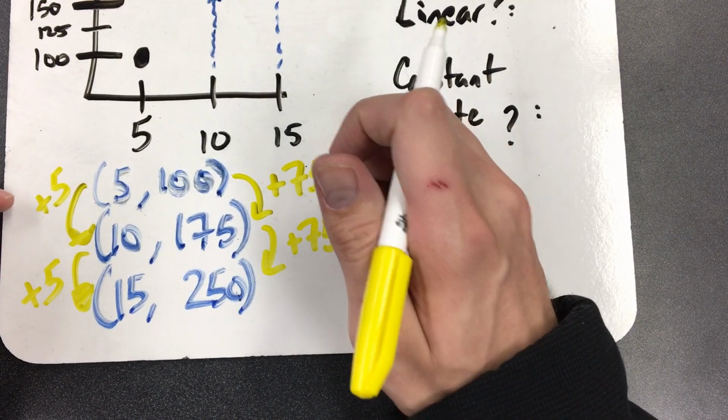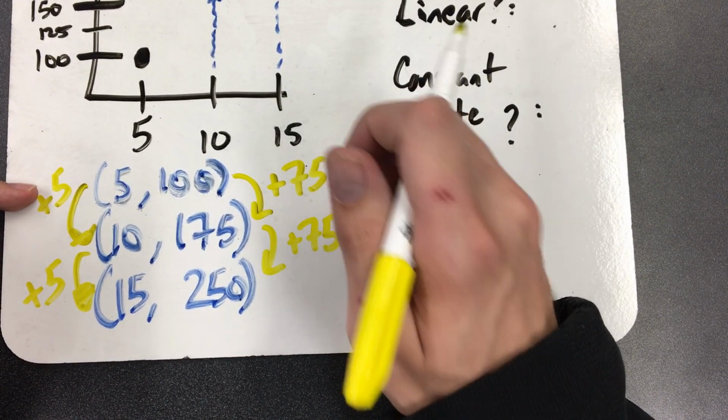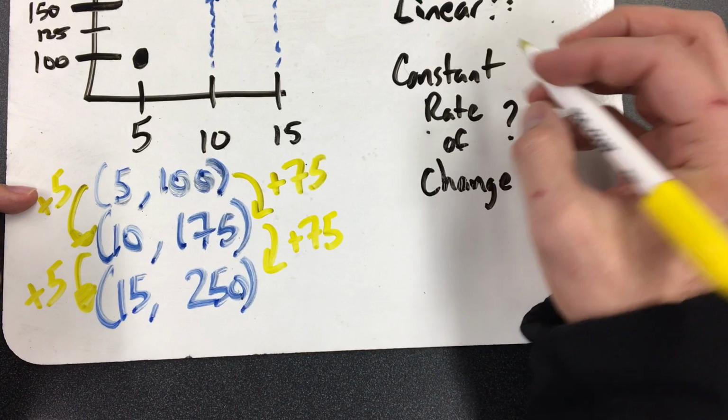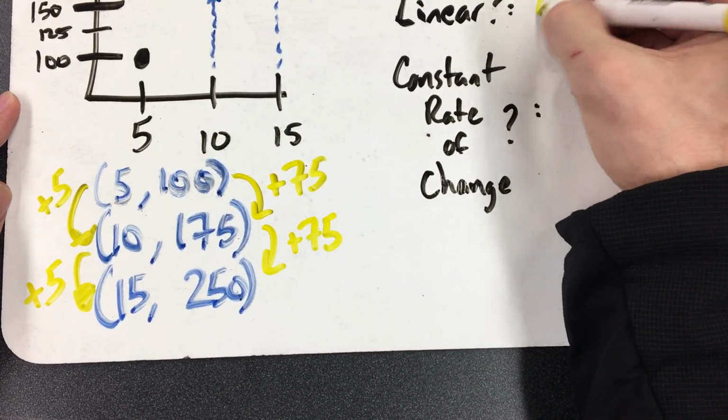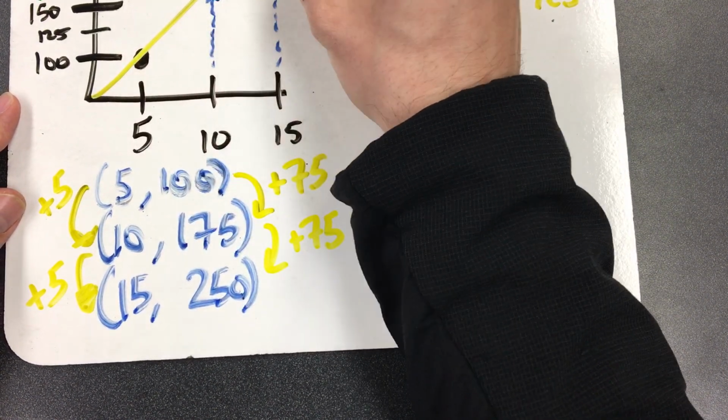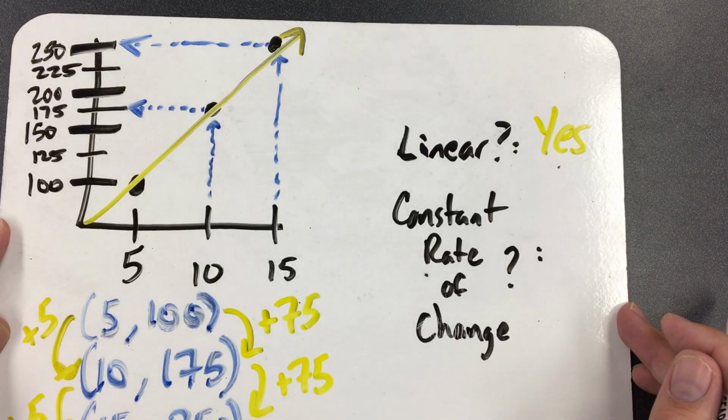So look at the change here. The X's went up by 5s, the Y's went up by 75s. So is this linear? Is this constant? Is this the same? 5 and 5, 75 and 75? Yes, it is linear because look, I could even draw a line through there. That's a perfect line, perfectly straight line.